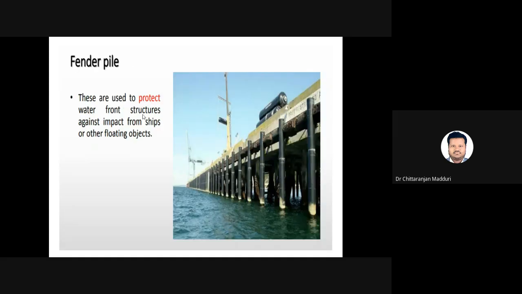The fender pile: these are used to protect waterfront structures against impact from ships or other floating objects. Whenever the structure is subjected to floating objects or ships and boats, the front face of the waterfront structure may be damaged. So in order to protect the waterfront structures against the impact of ships or other floating objects, fender piles are used. You can see in the image.